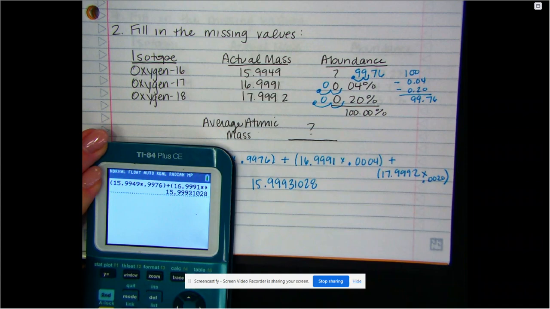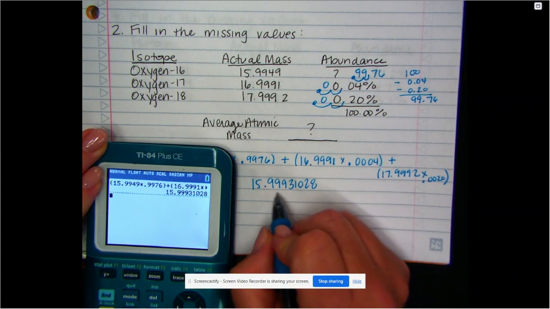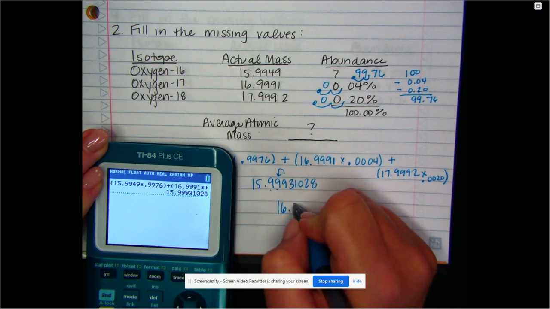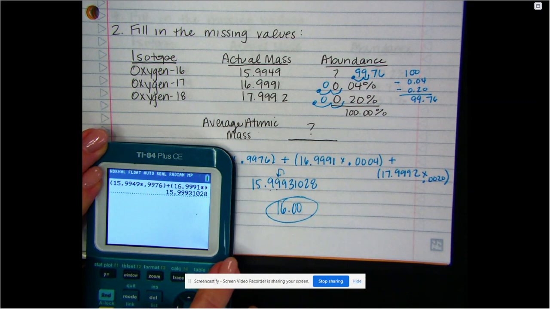Okay. And when I look at that to 2 decimal places, 1, 2, that 9's going to round, 16.00 would be our average atomic mass.